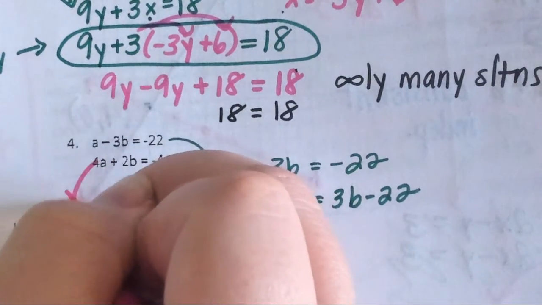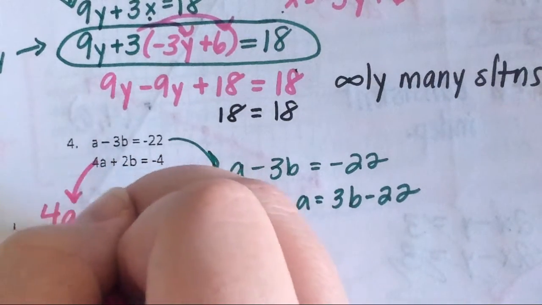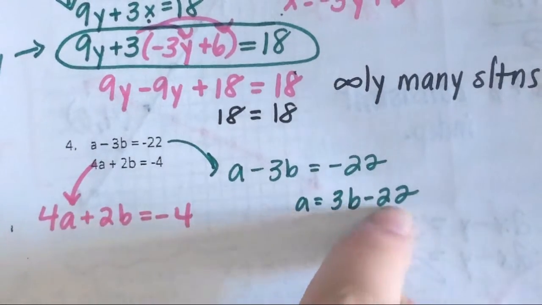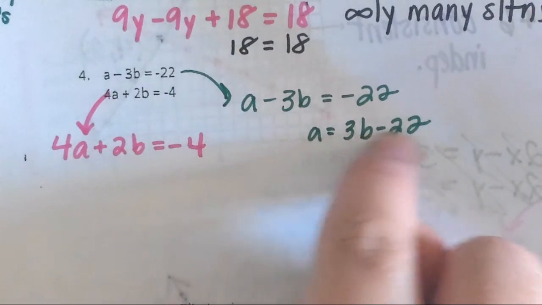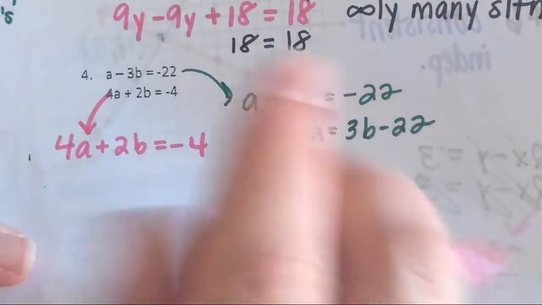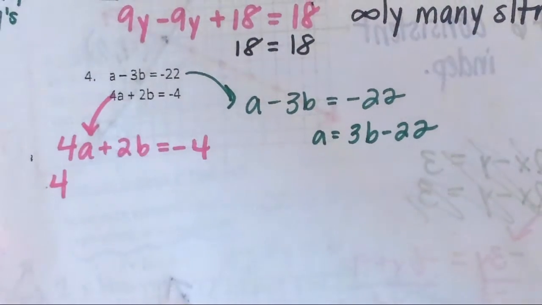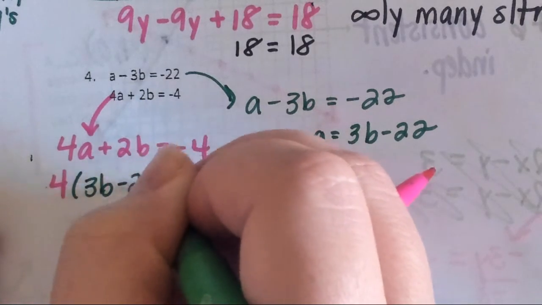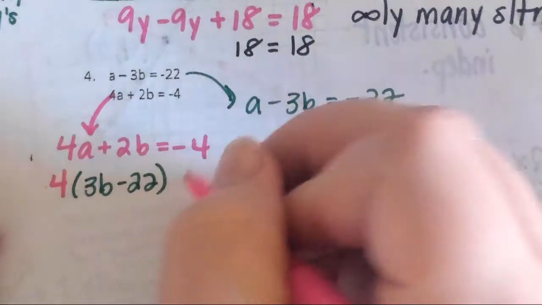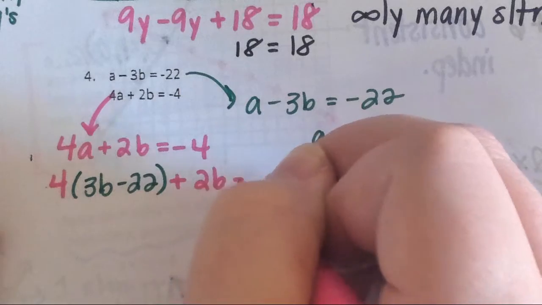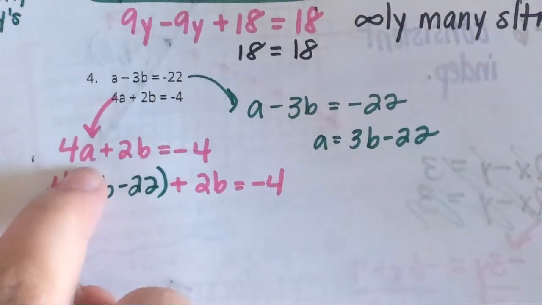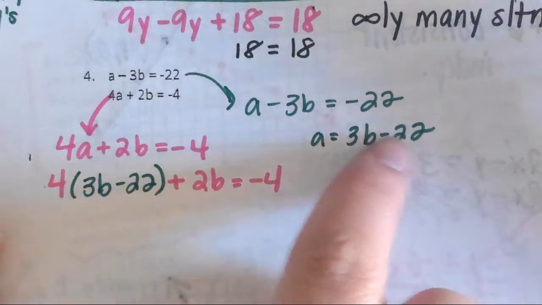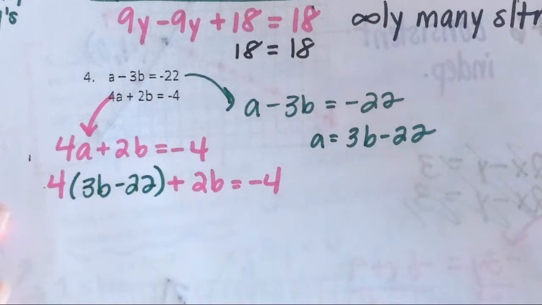Well, then in our second equation, it used to be 4A plus 2B equal to negative 4. But we just found out you could substitute 3B minus 22 in for A. So we're going to have 3B minus 22 in for A. We'll still have the 2B. We'll still have the negative 4. All we've done is replace A with its substitute mate. Like, they were both quarterbacks, replacing A with his quarterback friend.